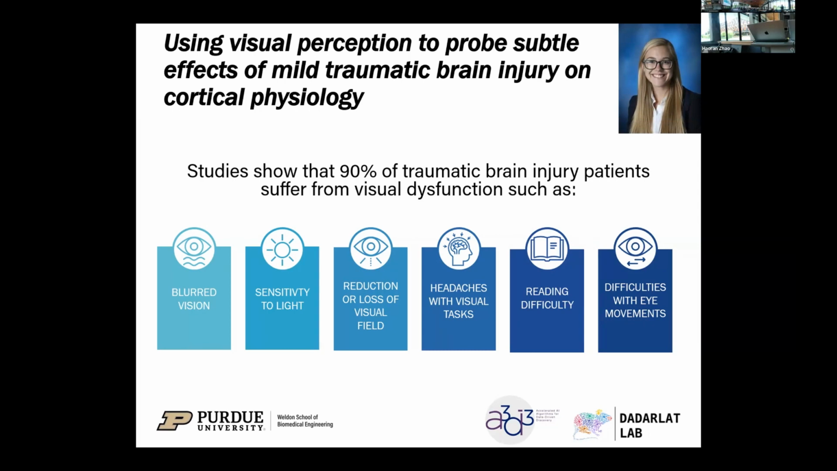In patients with traumatic brain injury, about 90% of them report deficits in the visual system. So they can have blurred vision, a reduction or complete loss of vision, or difficulties with eye movements, for example. And so what Lizzie's really trying to do is take this information that we know about the visual system after TBI, traumatic brain injury, and see if we can use that to estimate what's happening in the cortex in the brain, and see if there's any correlation between the two.